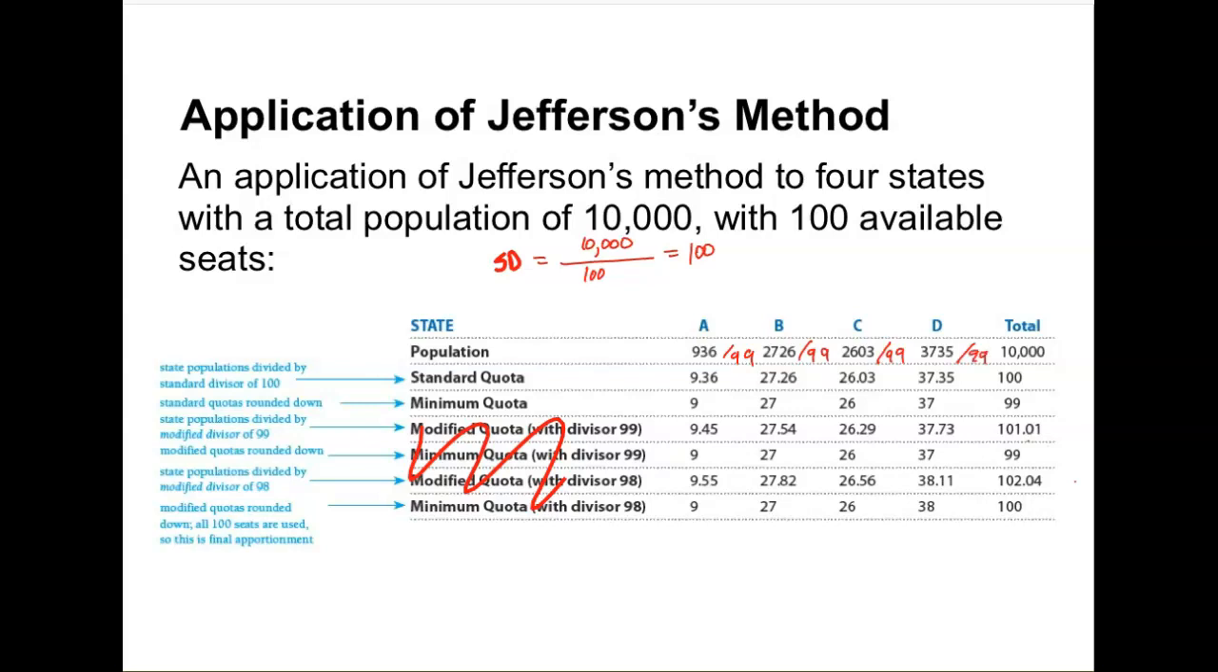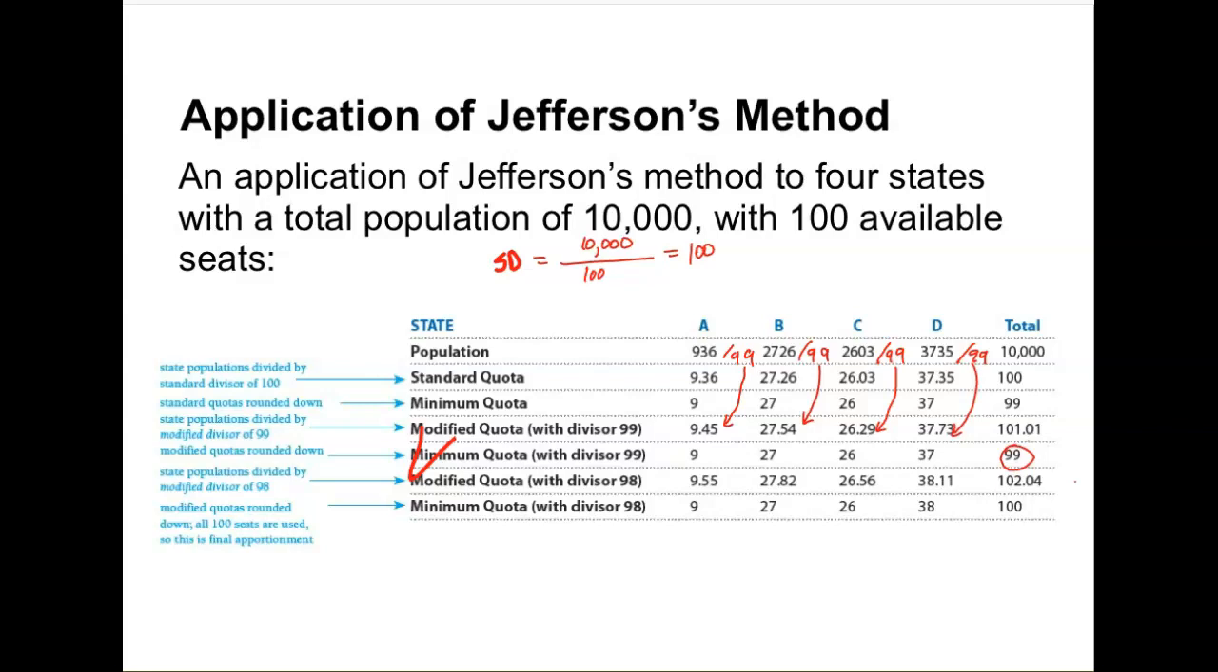All right. And so when I do that, that gives me what I'll call a modified quota, because it's not a standard quota anymore. I used a different divisor, right? But it gives me new decimals and new numbers. And then I'll chop the decimal off of that. So I chop the decimal off of those numbers, and now I get 9, 27, 26, and 37 again. So it didn't change my decimals enough to really make any impact. I'm still left over with 1 seat to give away.